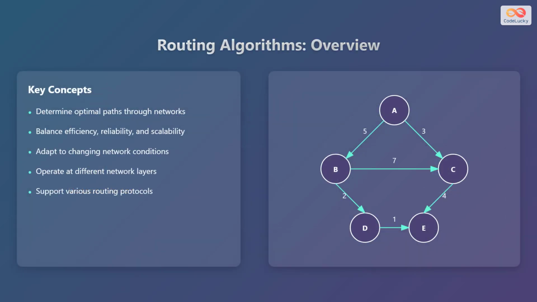Let's begin with an overview of routing algorithms. They are crucial for determining the best paths for data to travel through networks. These algorithms strive to balance efficiency, making sure data gets where it needs to go quickly, reliability, ensuring data arrives safely, and scalability, working well even as the network grows. Routing algorithms must adapt to changing network conditions, such as links failing or traffic increasing. They operate at different layers of the network model and support various routing protocols that keep our networks running smoothly.